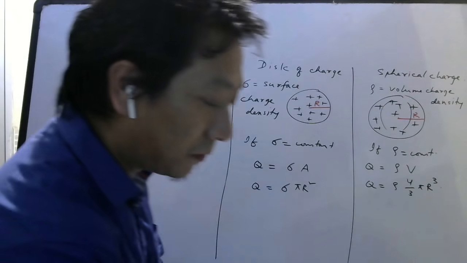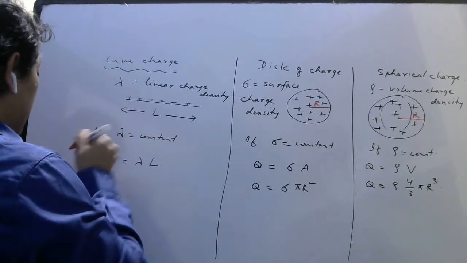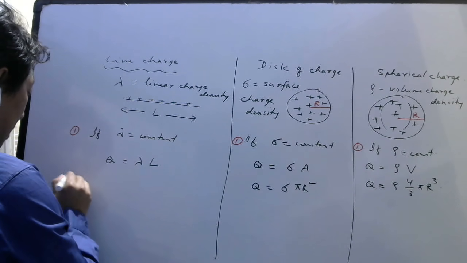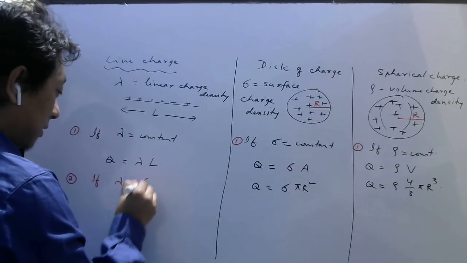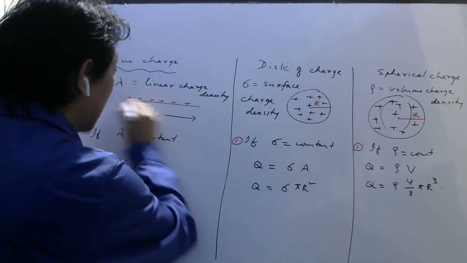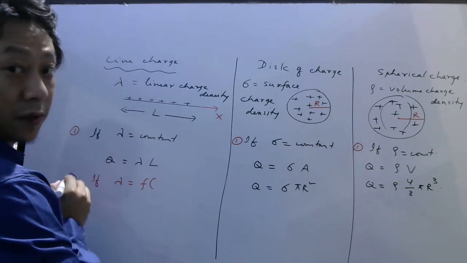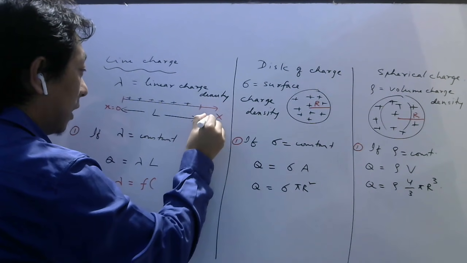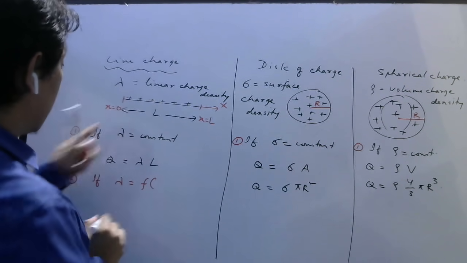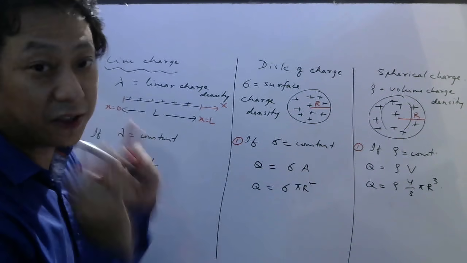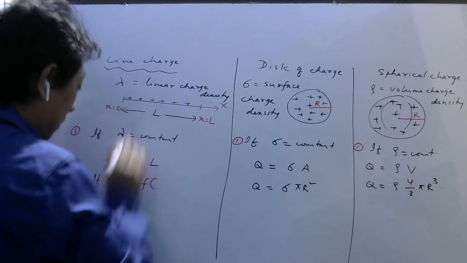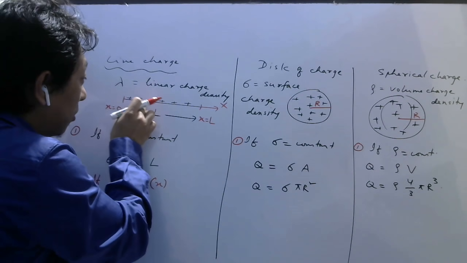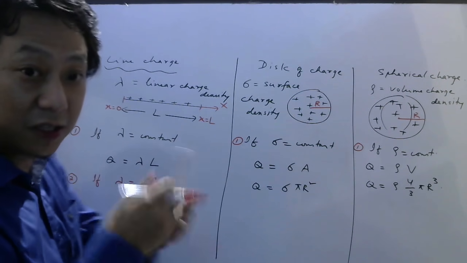Okay, now see carefully. Sometimes life will not be simple. This is case 1. Now sometimes they will say, in this case, lambda is a function of this distance. So let us say this line is along the x-axis. And let us say this is your x equals 0. This is your x equals L. This is the x-axis. So this is the length of the wire, the length of the line charge. Now let us say lambda is given as a function of x. That means as you move along this x, lambda is not constant now. It is changing with x.